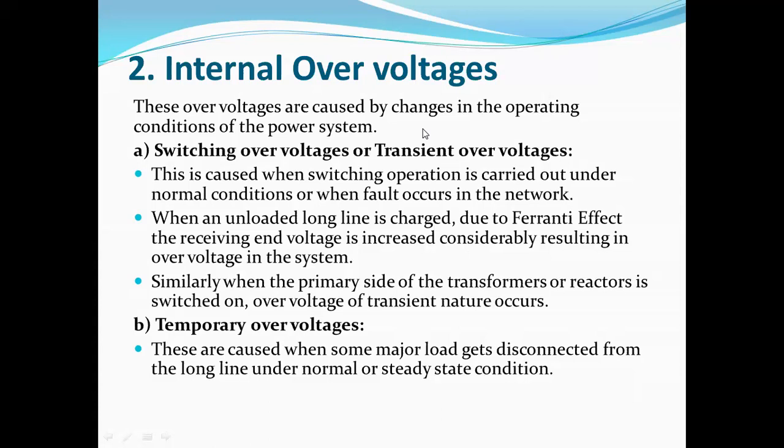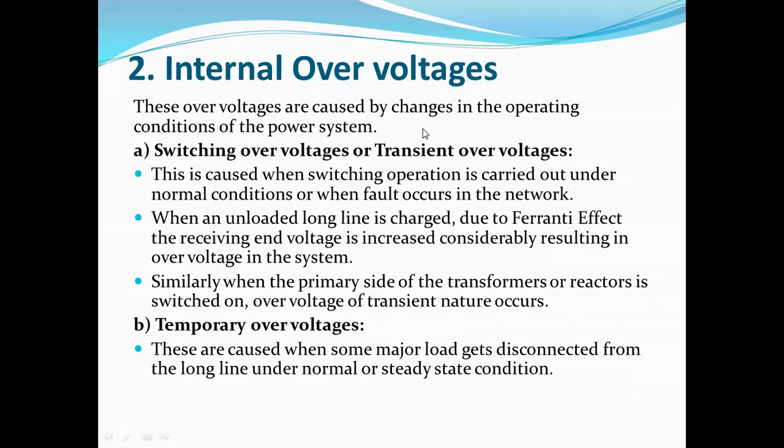So the first cause is the switching over voltages or the transient over voltages. This is the first type, and second is the temporary over voltages. So first, what are these switching over voltages or transient? Transient means for some time there is a change, somewhat of an increase, and the stability of the system is affected, so your system becomes unstable here.